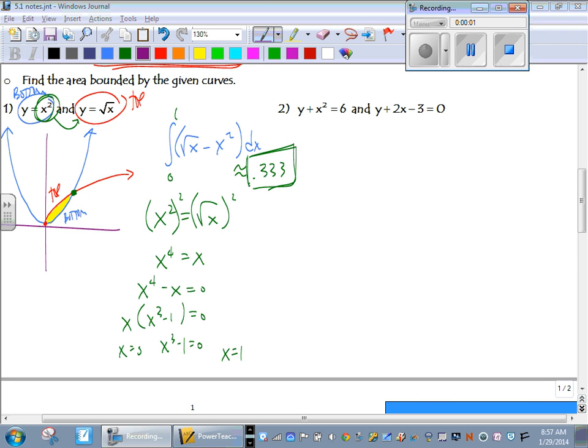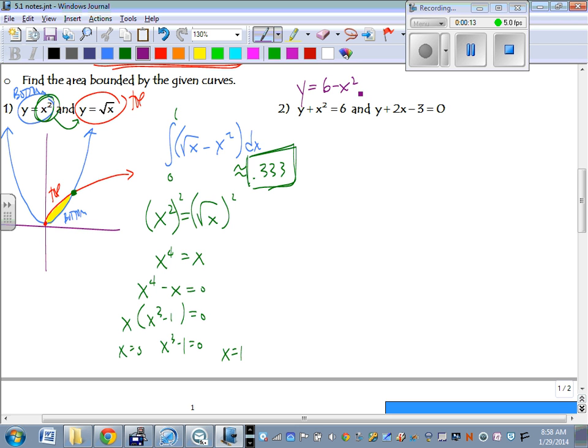For number 2, our functions aren't solved for y, and we'll get that sometimes. So first thing I'm going to do is go ahead and solve these for y. Y equals 6 minus x squared. And over here, y equals negative 2x plus 3. So these are 2 graphs we can graph by hand also. So let's do that. Just a sketch, doesn't have to be perfect.